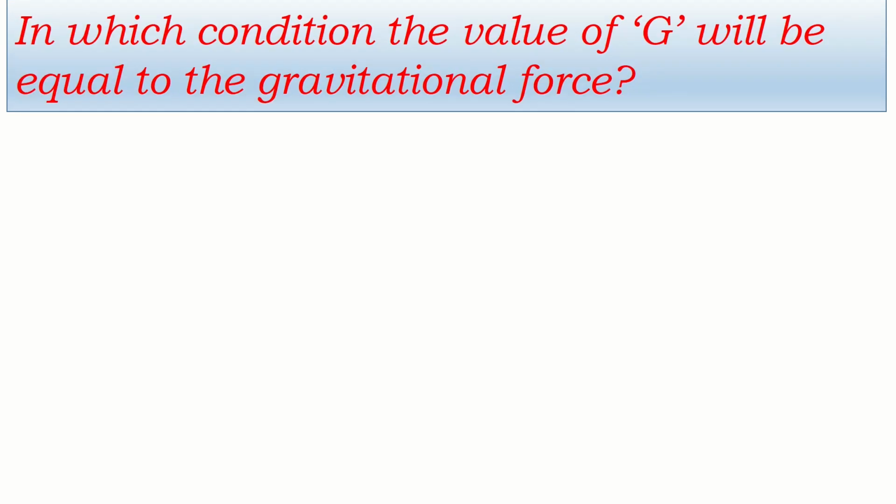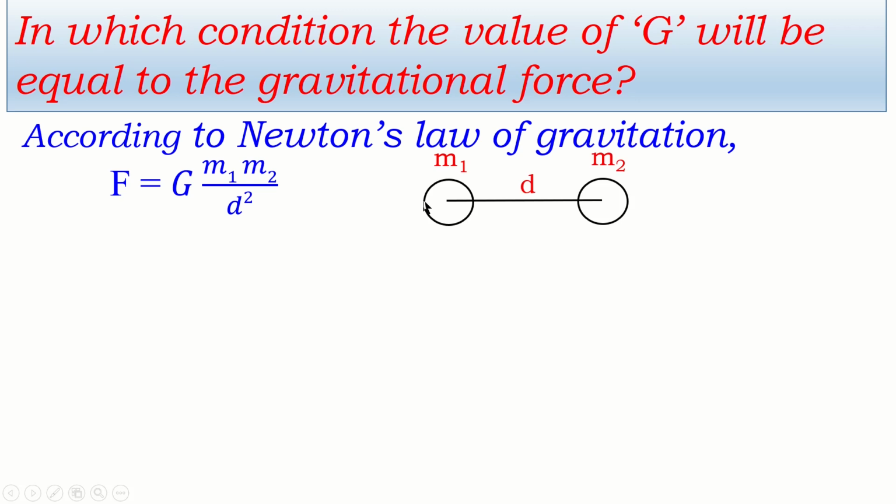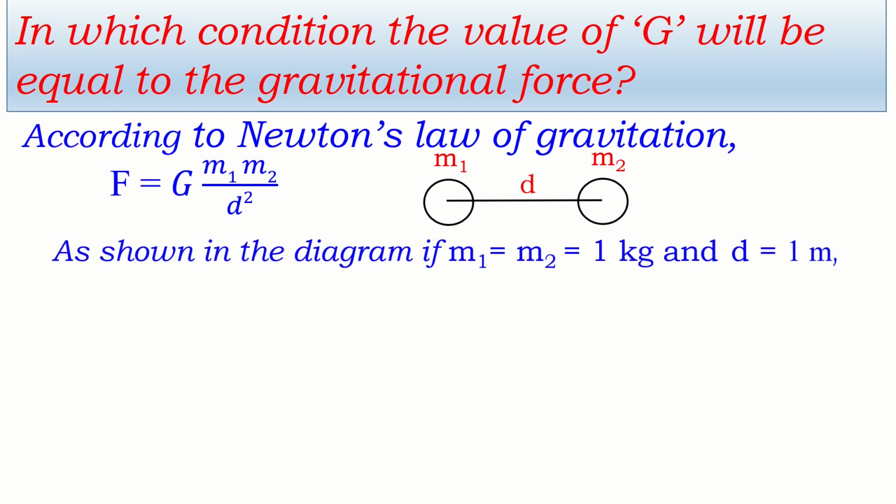Okay, now another important question. In which condition will the value of G be equal to the gravitational force? Gravitational force is F. In which condition? We have to show it with a mathematical process. Okay, this way we can show. According to Newton's law of gravitation, F equals G m1 m2 by d square. This is the first mass m1, second mass m2, and they are separated by a distance d from center to center. And we can take the values also as shown in the diagram.